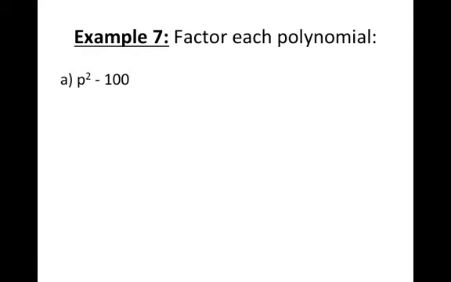All right, we're going to factor each polynomial. I have p squared minus 100. 100 is a perfect square, so we do have a difference of two squares, and it factors to be p plus 10 times p minus 10. 2x squared minus 18, we do need to factor out a greatest common factor of 2 first, and then we have x squared minus 9.